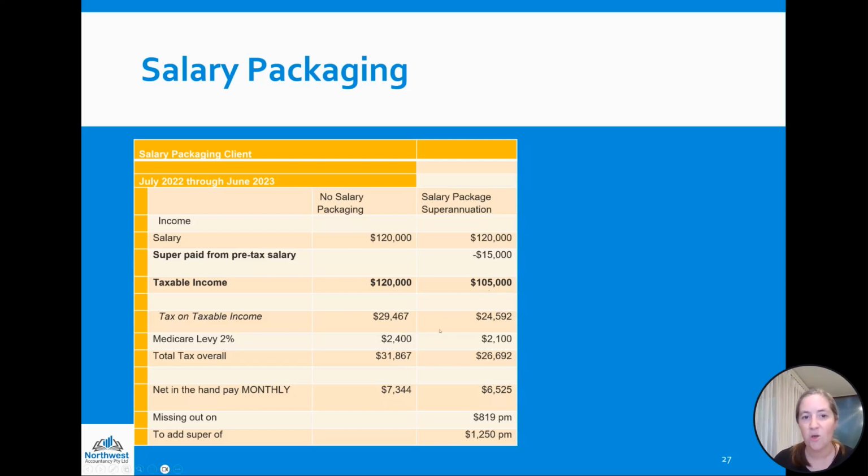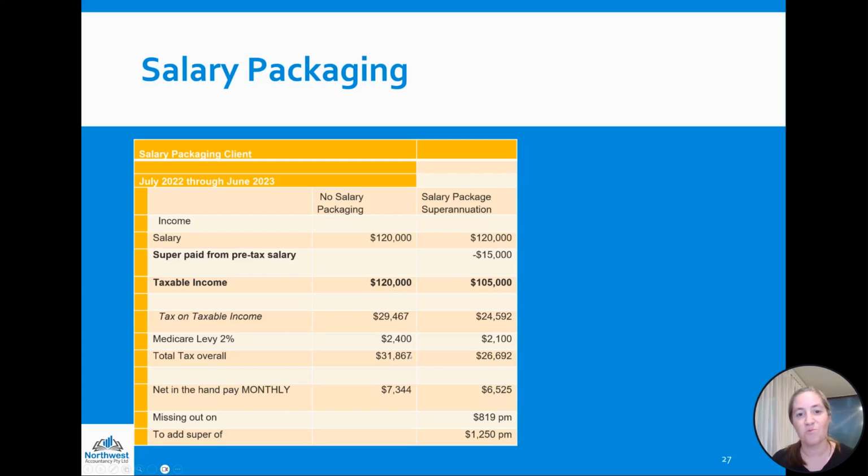We can see there that the tax on this is significantly different. So $5,000-ish different. Then our Medicare levy is different. And so our total tax overall is different. So how does that impact you in the hand? So in the hand, you'll get $7,344 banked into your bank account if you're not salary packaging super. If you are salary packaging super, then you'll get $6,525 in the hand in your bank account. So that's a reduction of $819 in the hand, but $1,250 is going into your superannuation fund. So we're taking out $819 to put in $1,250, and that's because of the tax break. That's because of the before tax aspect. We're saving tax to be able to put more money into superannuation.